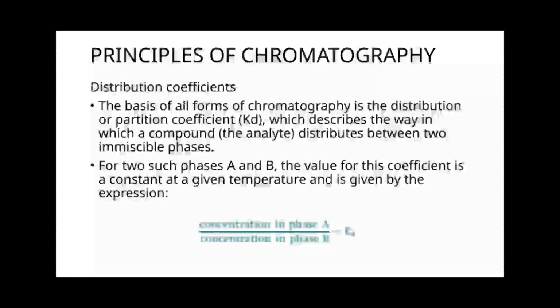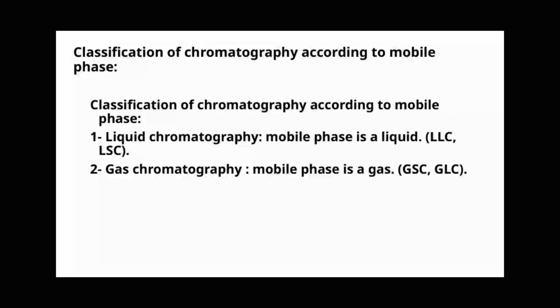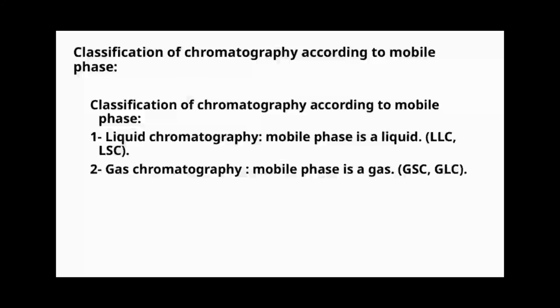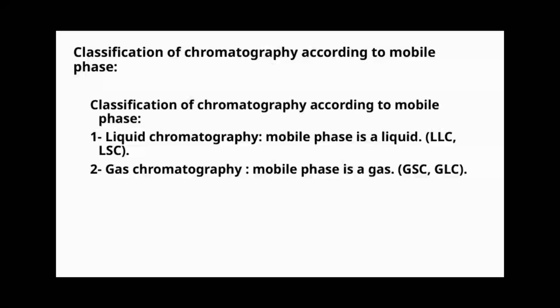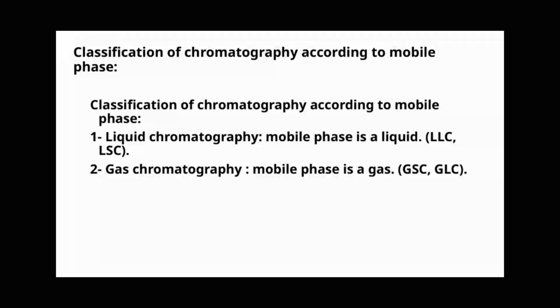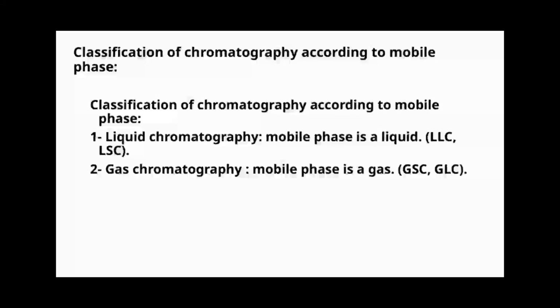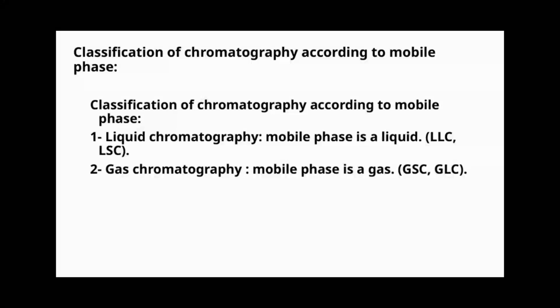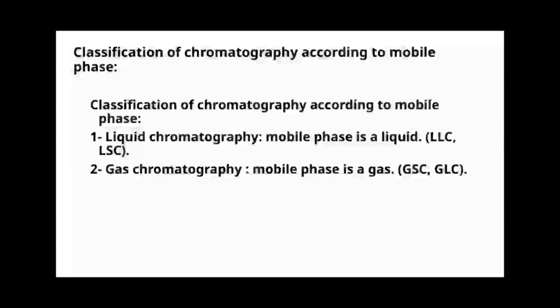Now, let's look at how chromatography is classified based on the mobile phase. First, we have liquid chromatography, where the mobile phase is a liquid. This includes techniques like LLC and LSC, which are quite common in analytical chemistry. The key point here is that the mobile phase moves through the stationary phase in a liquid form, carrying the sample along. Next, we have gas chromatography, where the mobile phase is a gas.